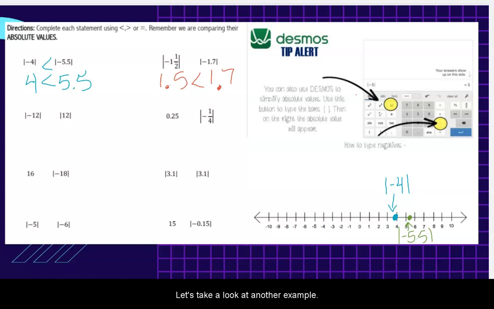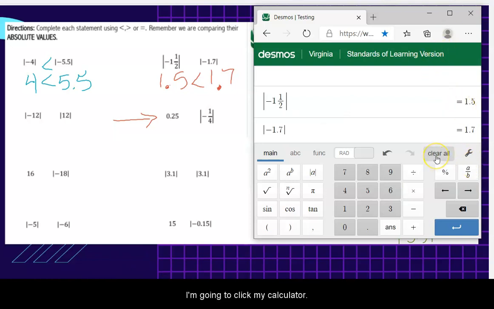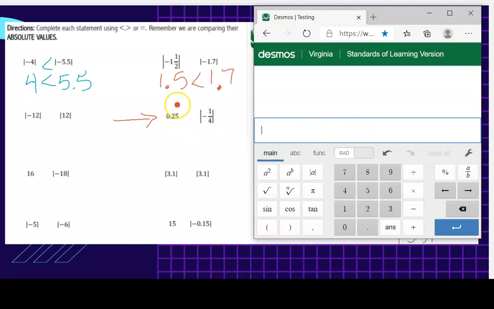Let's take a look at another example where one of the numbers has an absolute value sign and the other doesn't. So let's take a look at this example here. Notice that the first number is 25 hundredths, and the other number inside the absolute value symbol is negative 1/4. Let's try and use the Desmos calculator again to compare these values. I'm going to click my calculator. Now this one is already calculated for us, isn't it? It's already 0.25. There's no absolute value sign. It's already a positive number.